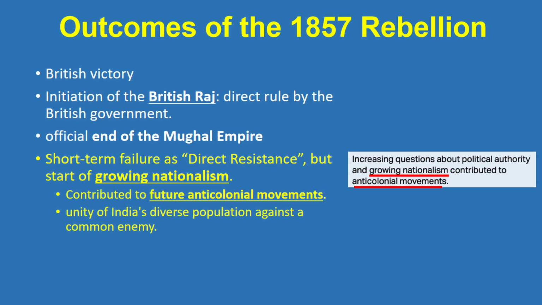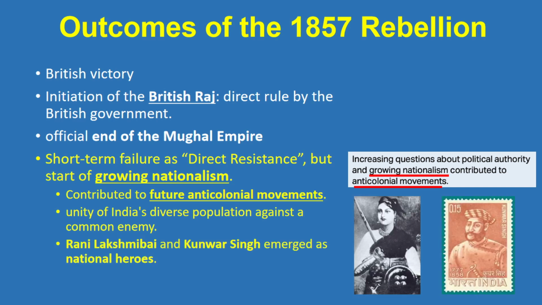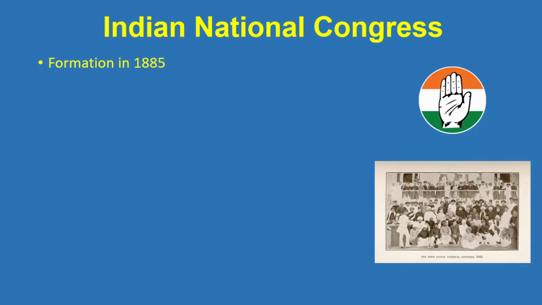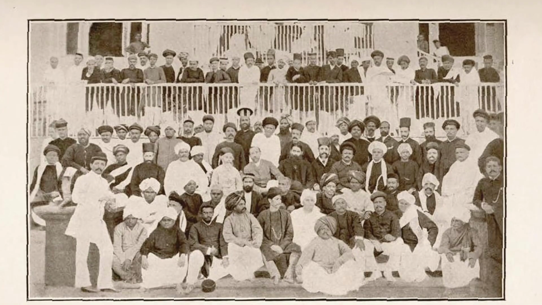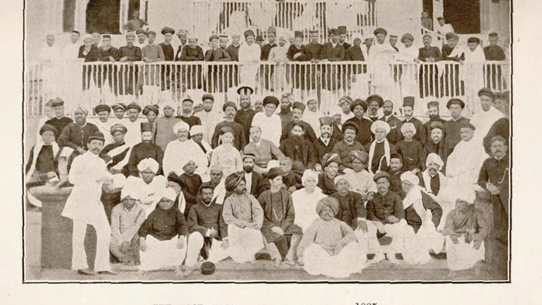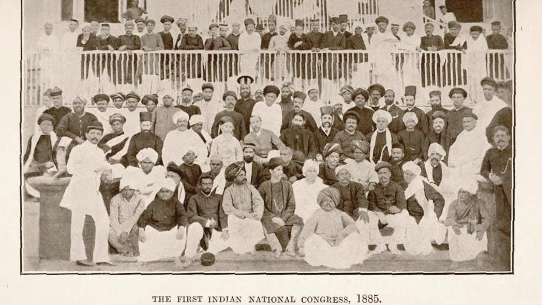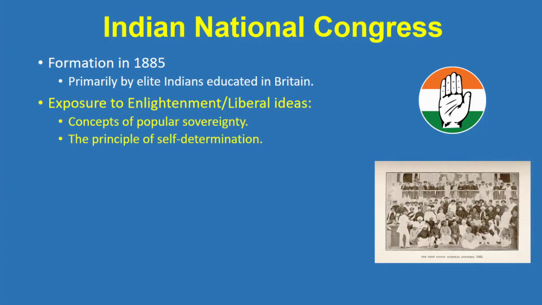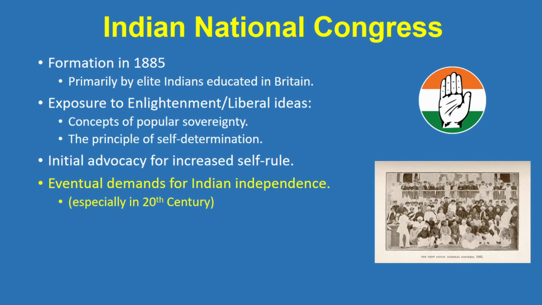It was a case of the diverse people of India uniting against a common enemy, with Rani Lakshmibai and Kunwar Singh becoming national heroes. In 1885, the Indian National Congress was formed, mostly made up of elite Indians who had been educated in Britain, where they were immersed in learning about Enlightenment liberal ideas like popular sovereignty and self-determination. It advocated for more self-rule, and eventually began to demand independence.